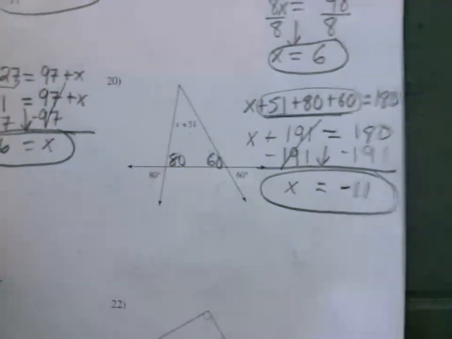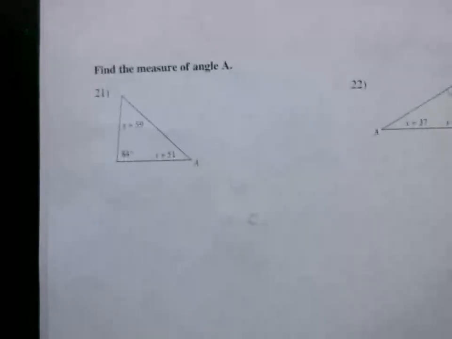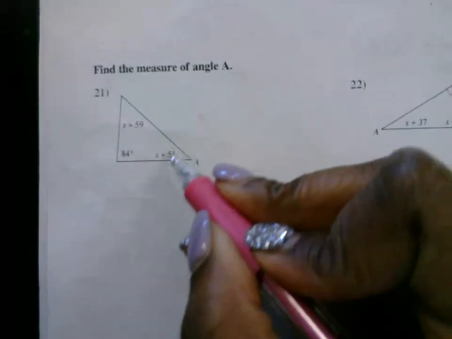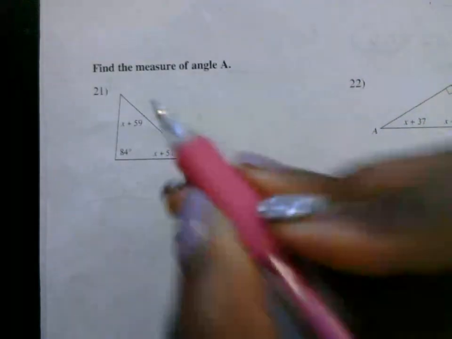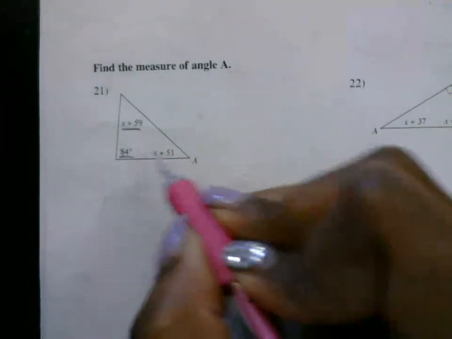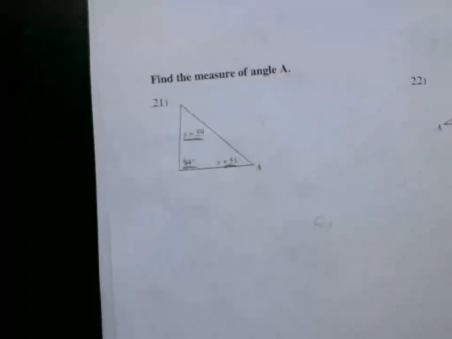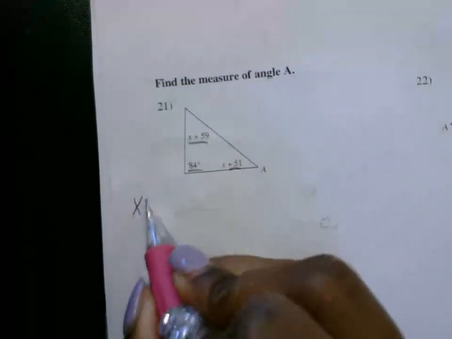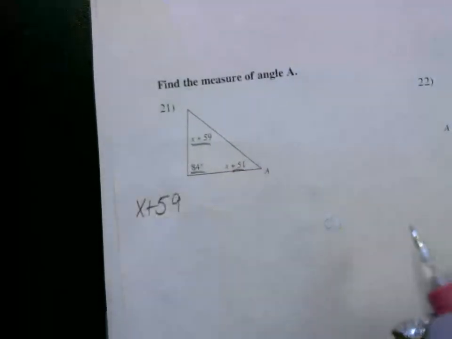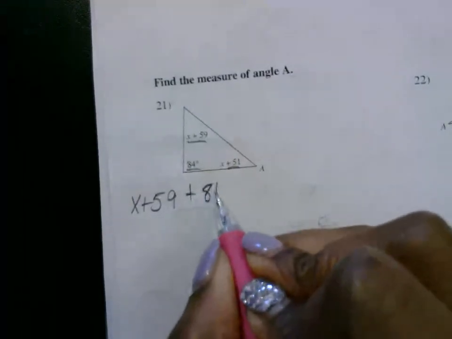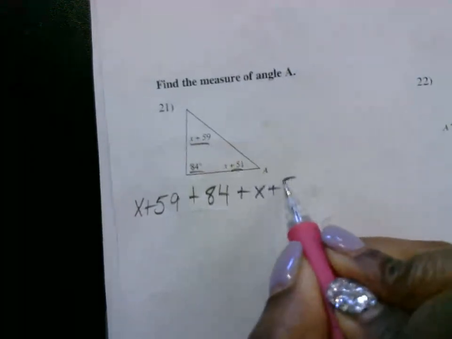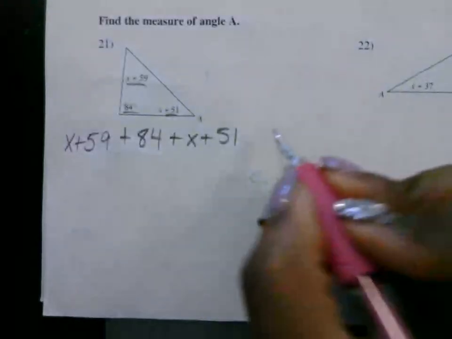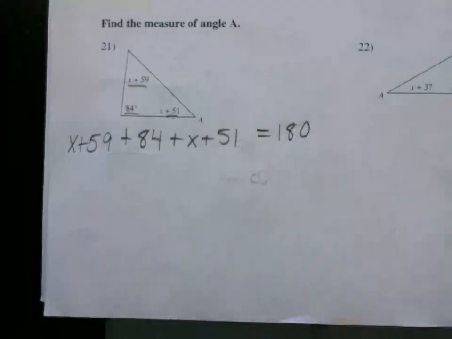All right. Let's look at the bottom. We do the same thing for finding the measurement. We're going to find the measurement of this A right here. So that means we have to find X and then plug X back in. All of the angles added together is 180. So we got this angle, X plus 59 plus 84 plus X plus 51, all of which is equal to 180 degrees.